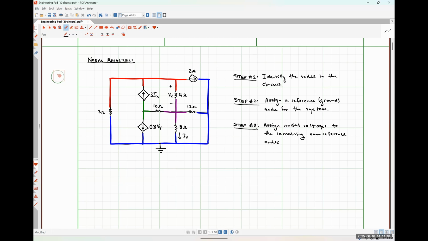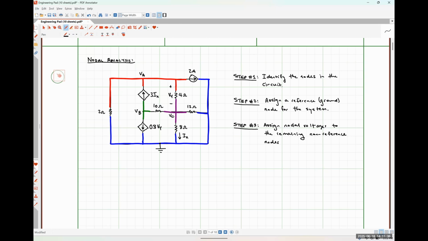So I'm going to choose to use subscripts that have letters in this case. So the nodal voltage at the red node, I'm going to call it VA. And the nodal voltage at the green node is going to be VB. And lastly, the nodal voltage at the purple node is going to be VC. Okay, so I've assigned each of those nodes a nodal voltage.